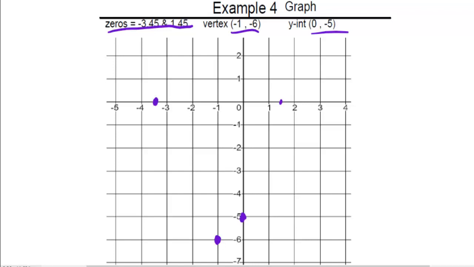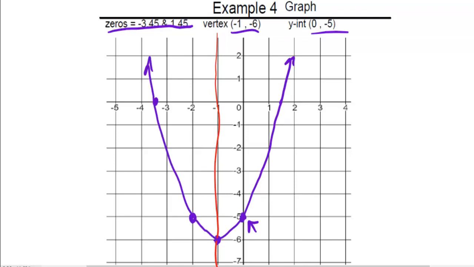Now my axis of symmetry is right here, so I want to reflect one more point over. I'm going to reflect this point right here over to this side so I can draw a little bit better curve. So I'm going to now draw my curve this way, and I'm going to draw my curve this way.